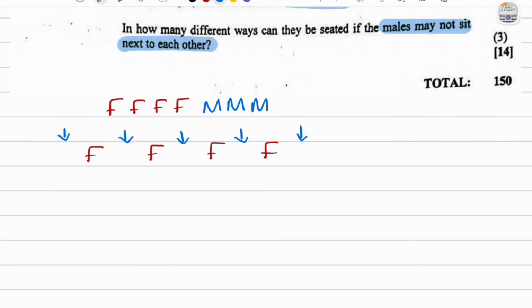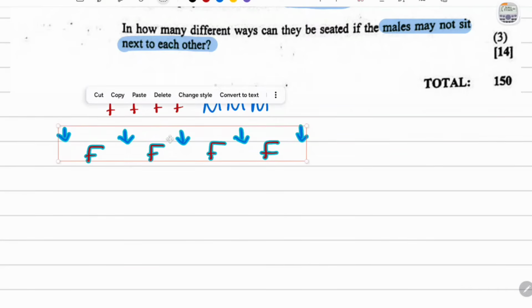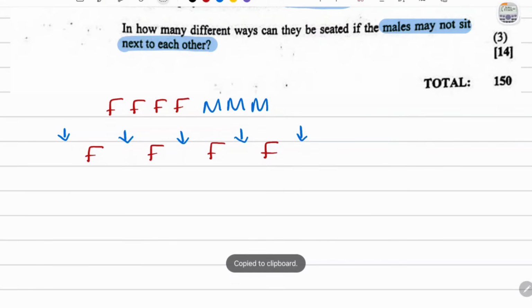But remember that there are only 3 males. So we'd have to think about the arrangements that can be made if the males are seated in any of these 5 places. Okay, so the first one, and I'm also just going to copy this so that I can constantly paste it down and then think about the placement of the males.